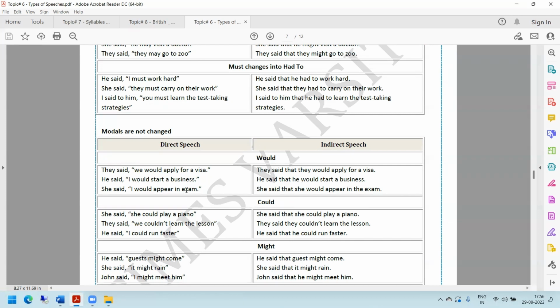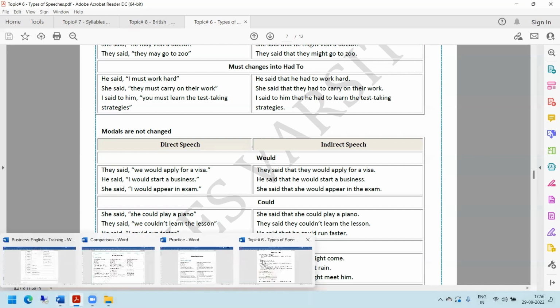Okay. So here, the definite article "the" is missing. So let me add that one to correct the sentence.